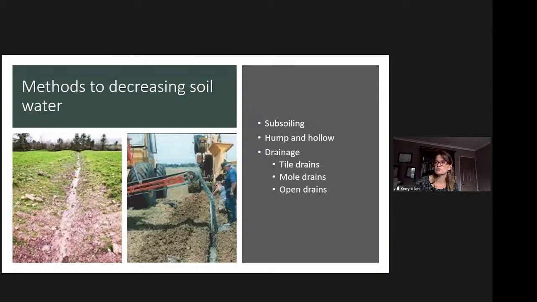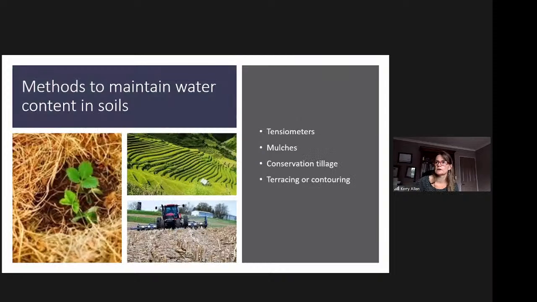They are looking at decreasing water, so mostly looking at subsoiling or humping and hollowing, and drainage methods such as tile, mole, and open. Maintaining, so these are tensiometers or mulches or conservation tillage or terracing and contouring. So that's trying to maintain the water that you have without losing it.